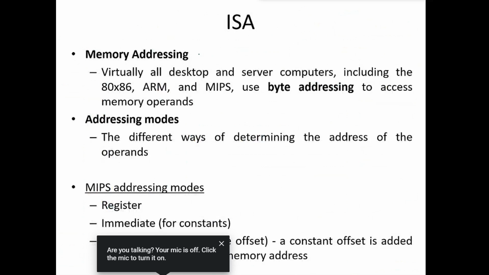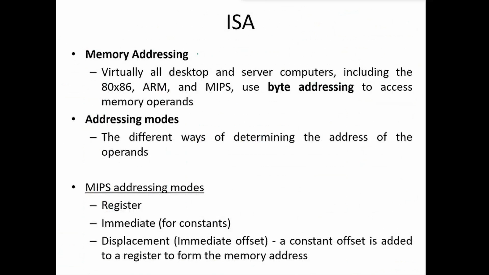The next important thing associated with the first one is the classes of ISA. Two things: one is load-store architecture, another one is register-memory architecture. The next one is memory addressing. So what do you mean by memory addressing here? We will take this example.